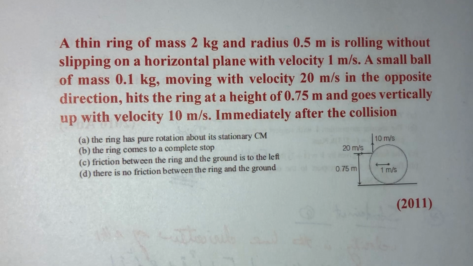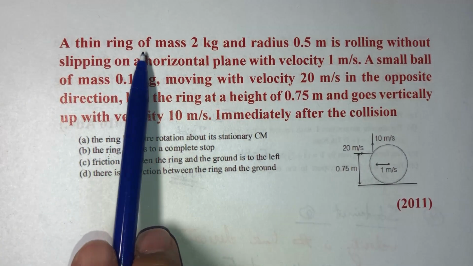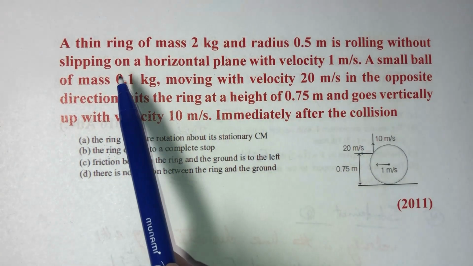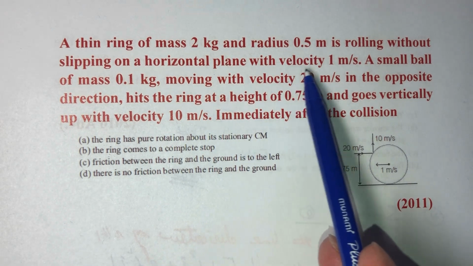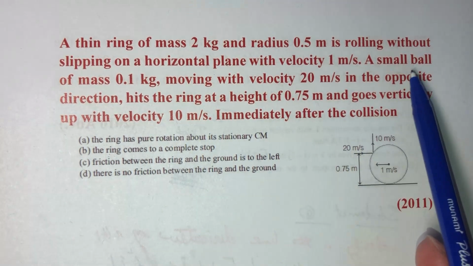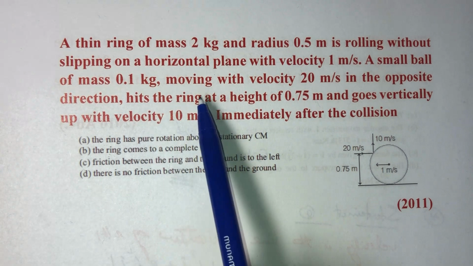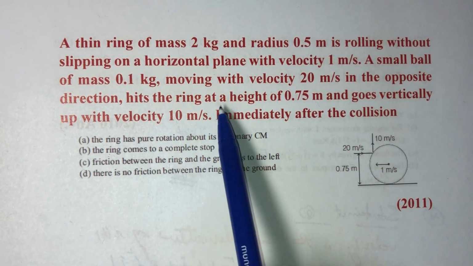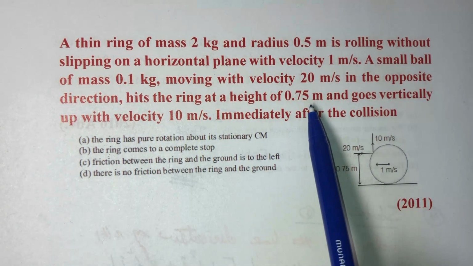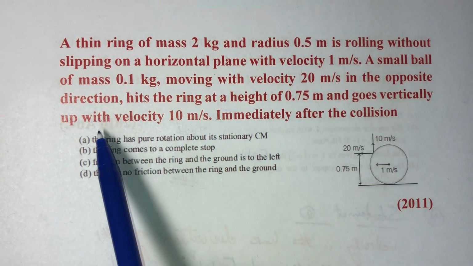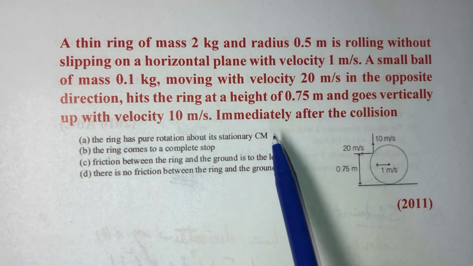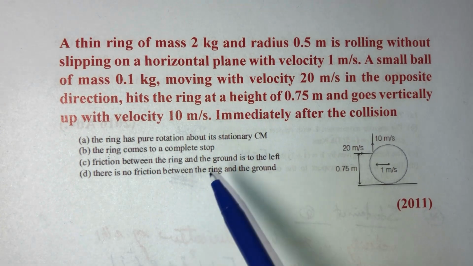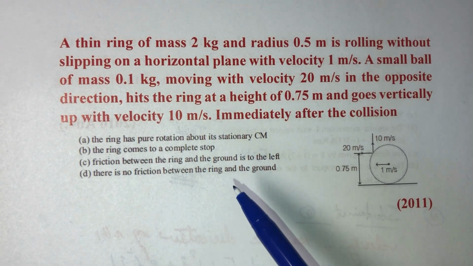Hello friends, in today's question, a thin ring of mass 2 kg and radius 0.5 meter is rolling without slipping on a horizontal plane with a velocity of 1 meter per second. A small ball of mass 0.1 kg moving with velocity 20 meter per second in the opposite direction hits the ring at a height of 0.75 meter and goes vertically up with a velocity of 10 meter per second immediately after the collision. You have to check which of the following four options will be correct.